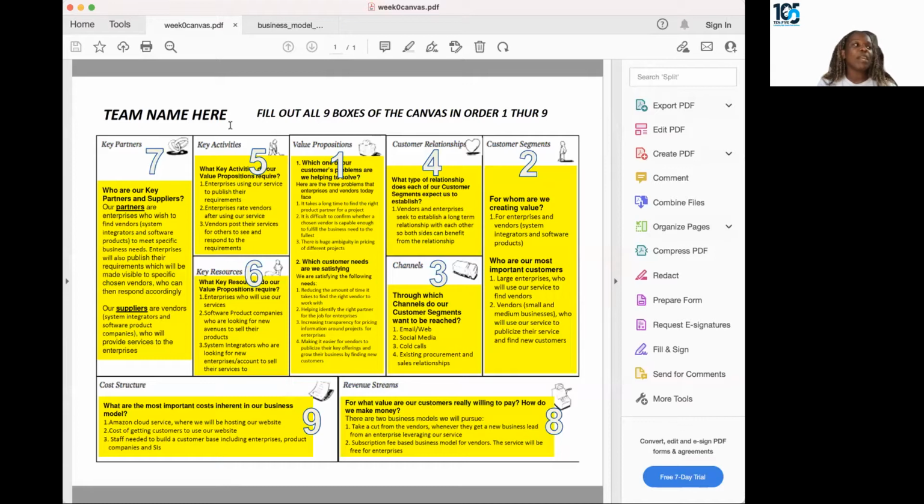And so if you think about, I'm a software company, right? And I have no way of creating programs, then I have no key activities, right? And so you want to think about what are the things that are key to you being able to deliver the value that you're providing, right?